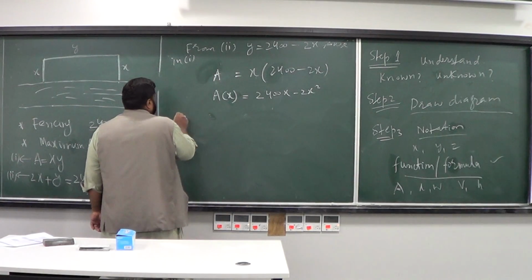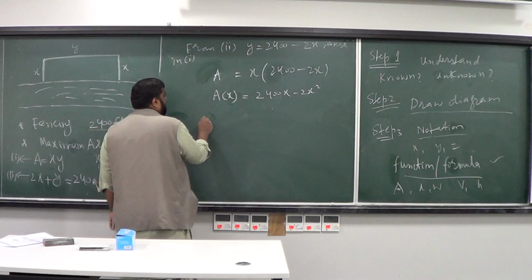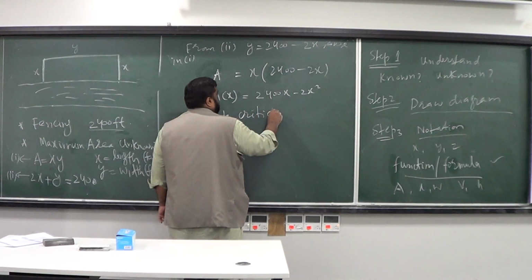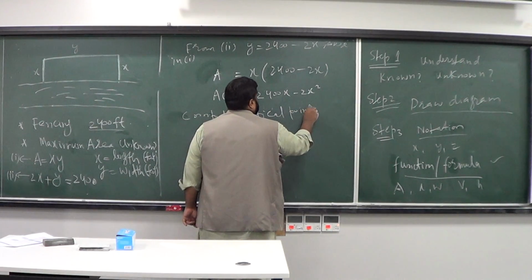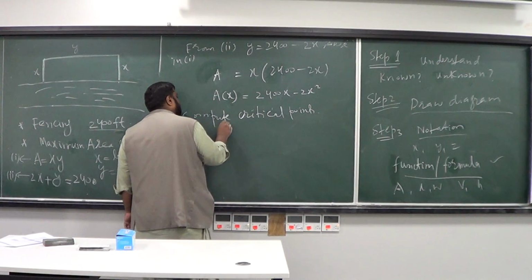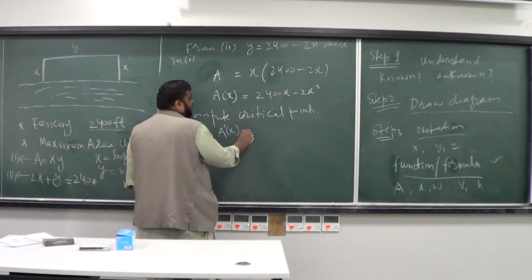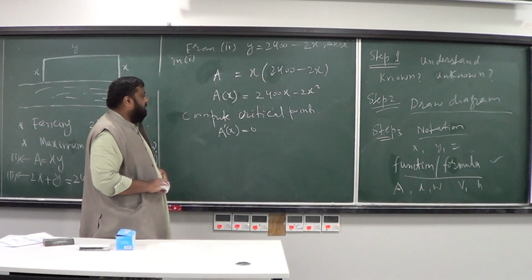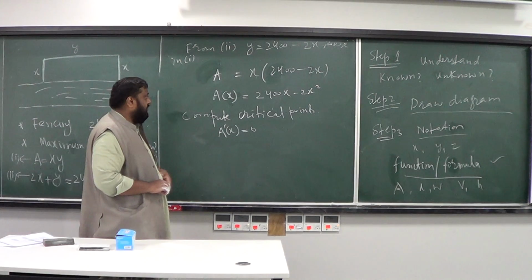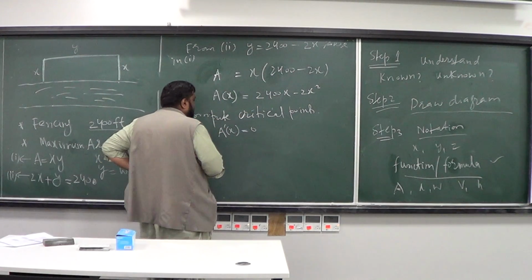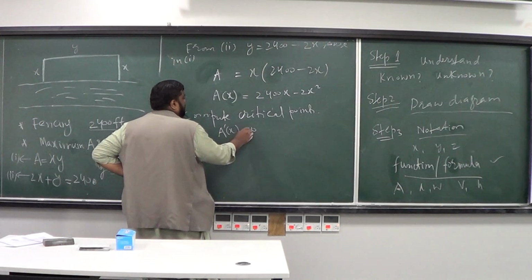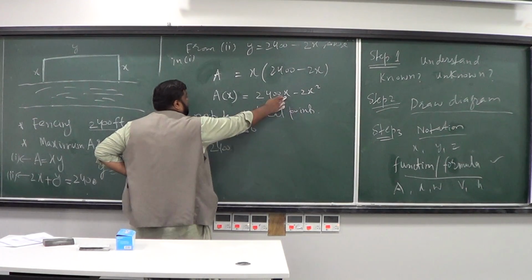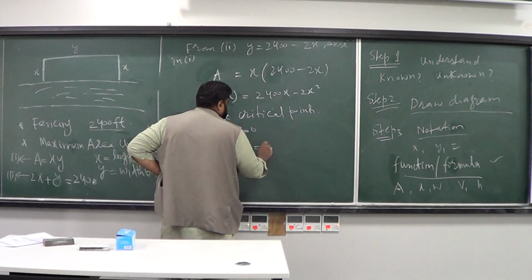So the first step always to optimize the function is to compute the critical points. In other words, the point where the area changes its behavior. How can you find it? You differentiate it, equate it to 0, and solve this equation, and that would give you the required result. So if you do this, if I differentiate it, you're going to have 2400, x will become 1, minus 4x equal to 0.